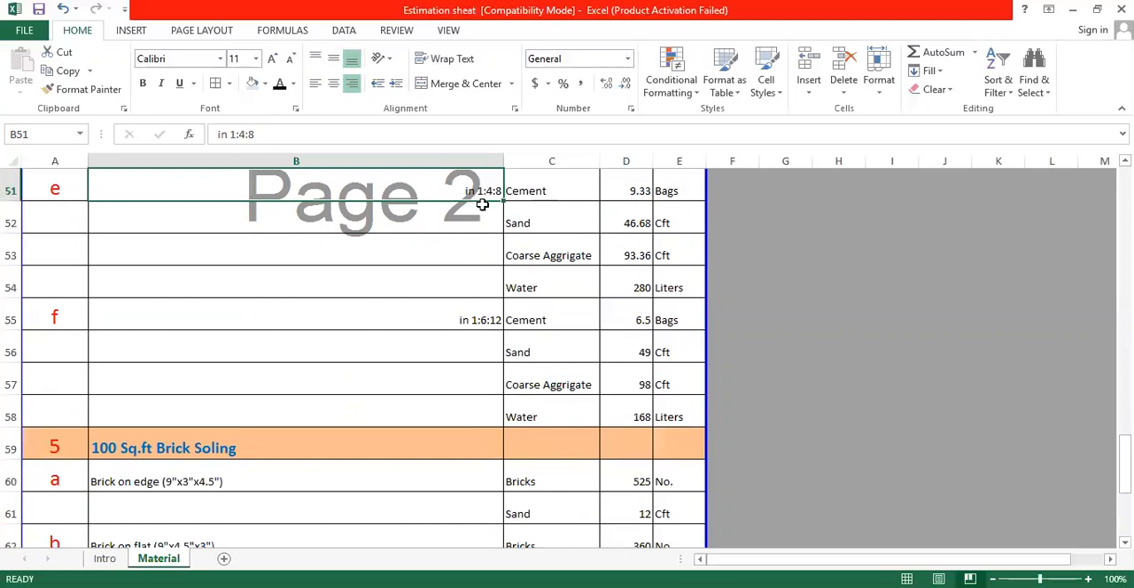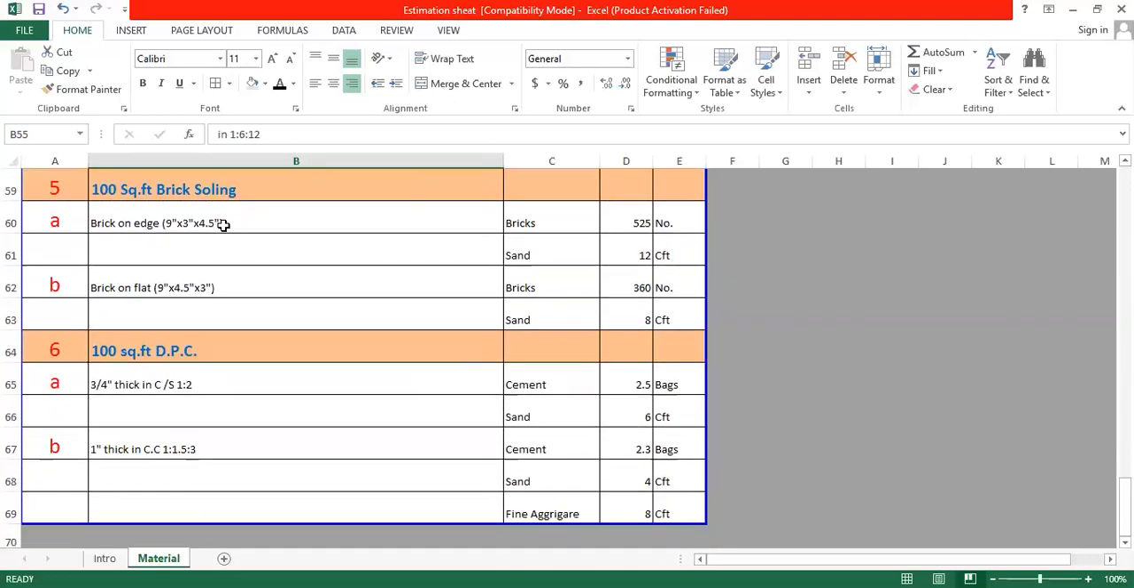If the ratio is 1:4:8, then the cement required will be 9.33 bags, sand 46.68 cubic feet, coarse aggregate 93.36 CFT, and the water is 280 liters. And if the ratio is 1:6:12, then the cement required will be 6.5 bags, the sand required will be 49 CFT, the coarse aggregate required will be 98 CFT, and the water required will be 168 liters.